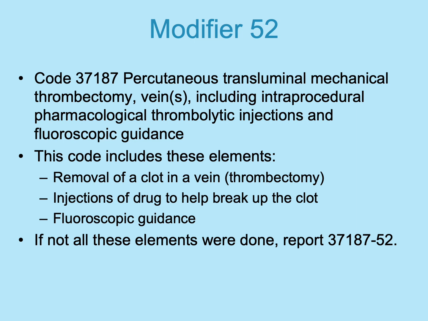Okay, one of the things about CPT codes is that one code can include a lot of different elements. So this code includes removal of a clot in a vein, that's a thrombectomy, injections of a drug to help break up the clot, and fluoroscopic guidance. So if not all these three elements were included, you're going to report 37187-52. So not everything was done, so you report the code with a -52, less than the usual service.